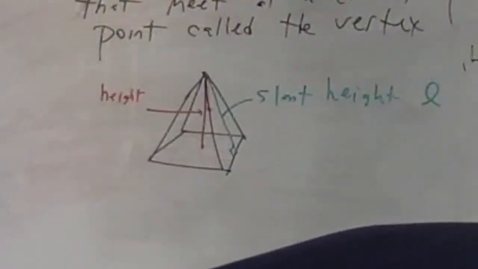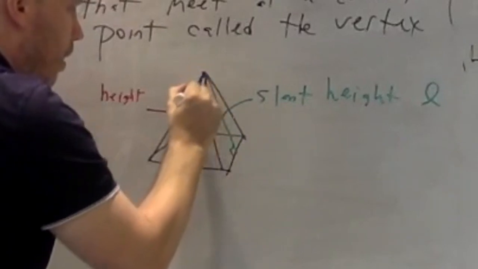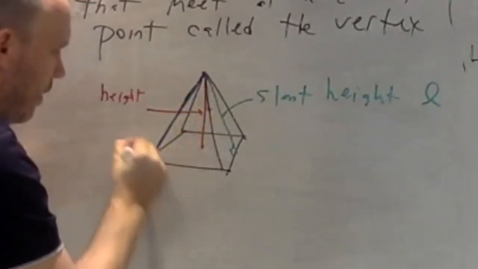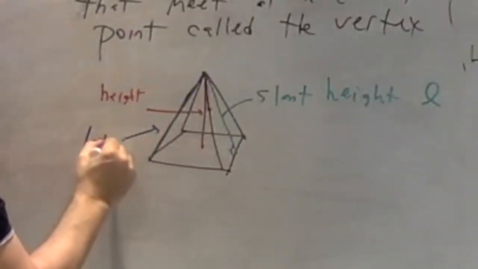And then the other thing they might talk about is something called the lateral edge. This side, where the two triangles meet, is known as the lateral edge.